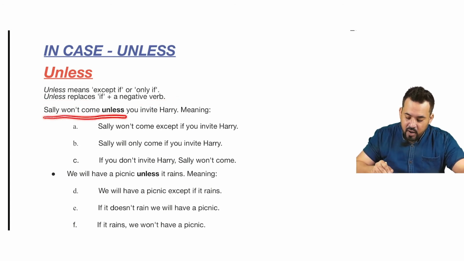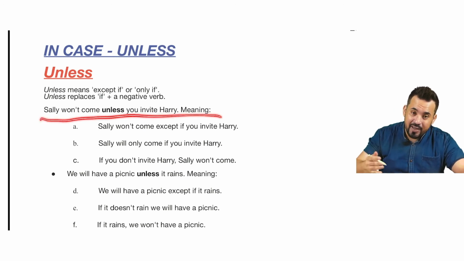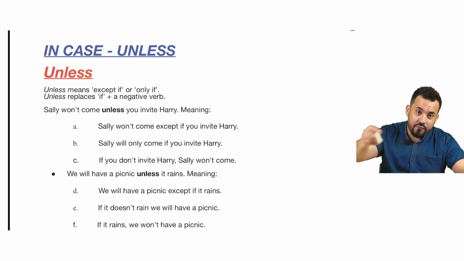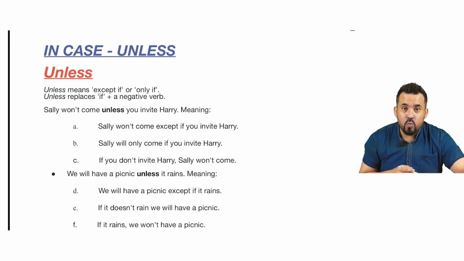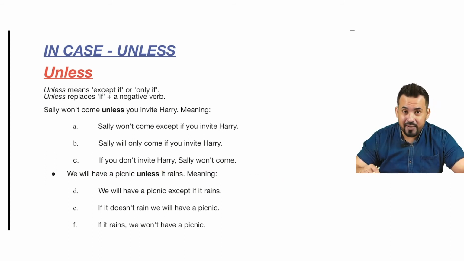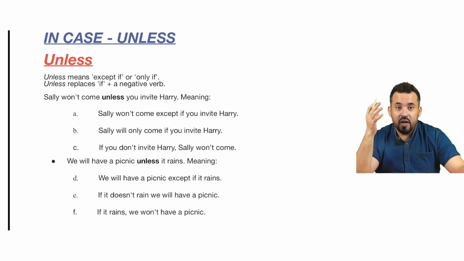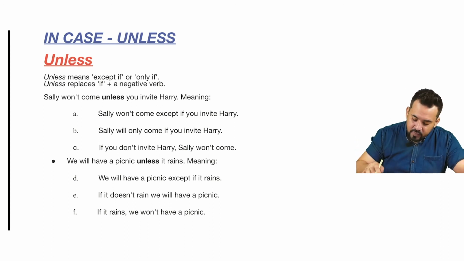Sally won't come unless you invite Harry. That means Sally won't come except if you invite Harry, and it means Sally will only come if you invite Harry. It also means if you don't invite Harry, Sally won't come. I guess she really likes Harry. We will have a picnic unless it rains. It means if it doesn't rain, we will have a picnic. If it rains, we will not have a picnic, basically.